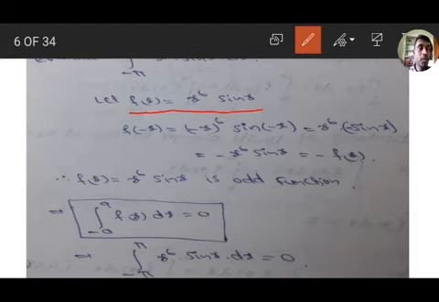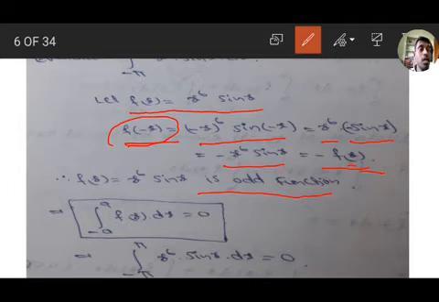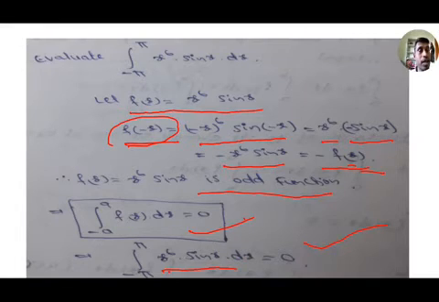In the place of x, substitute minus x. f of minus x equal to minus x to the power of 6 sin of minus x, that is x to the power of 6 into sin of minus theta, which is minus sin theta, that is minus sin x. So minus x to the power of 6 into sin x, that is minus f of x. So f of minus x equal to minus f of x, therefore the function is an odd function. Odd function means integration minus a to a f of x dx equal to 0. Therefore, integration minus pi to pi x to the power of 6 into sin x dx equal to 0. Since it is an odd function, the integration value is 0.